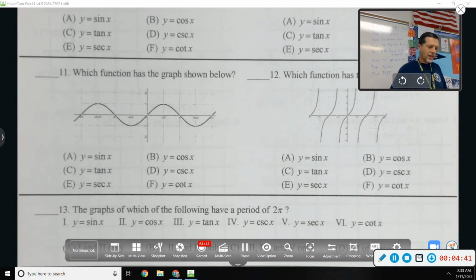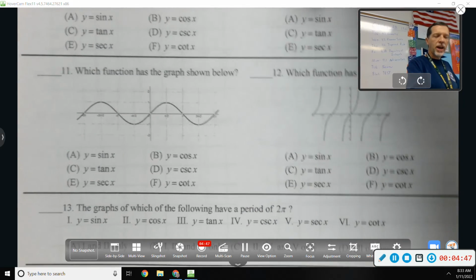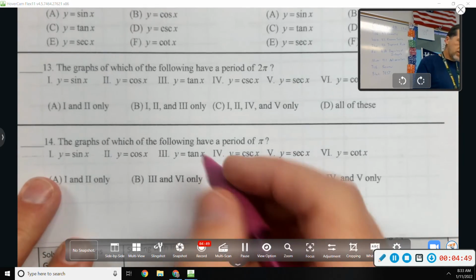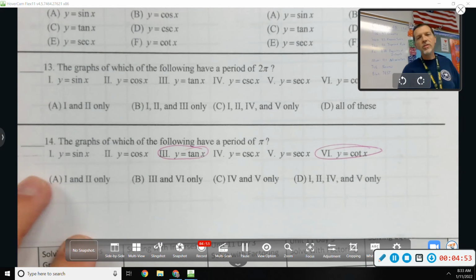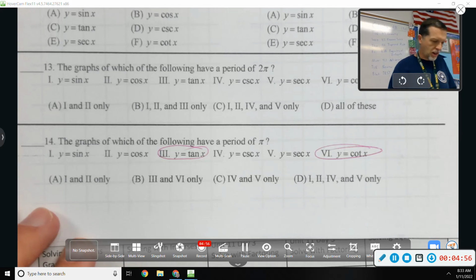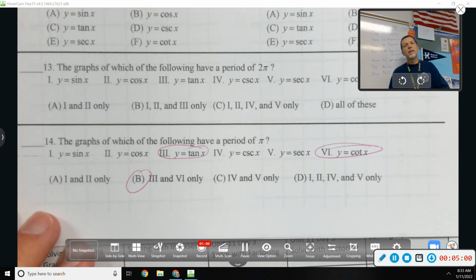Well, just to be clear, 14: which of the ones have a period of pi? Which graphs have a period of pi? Tangent and cotangent, and the rest are 2 pi. So tangent and cotangent are the outliers. So 3 and 6. 2 pi is everybody else.